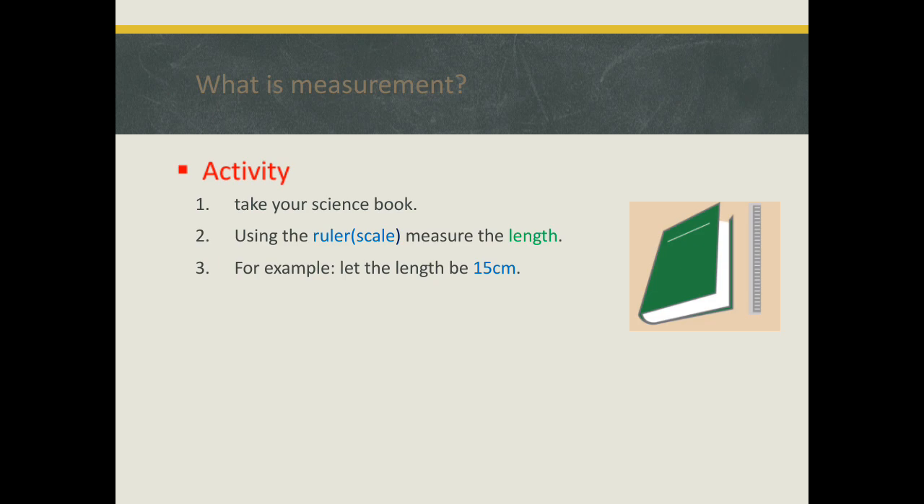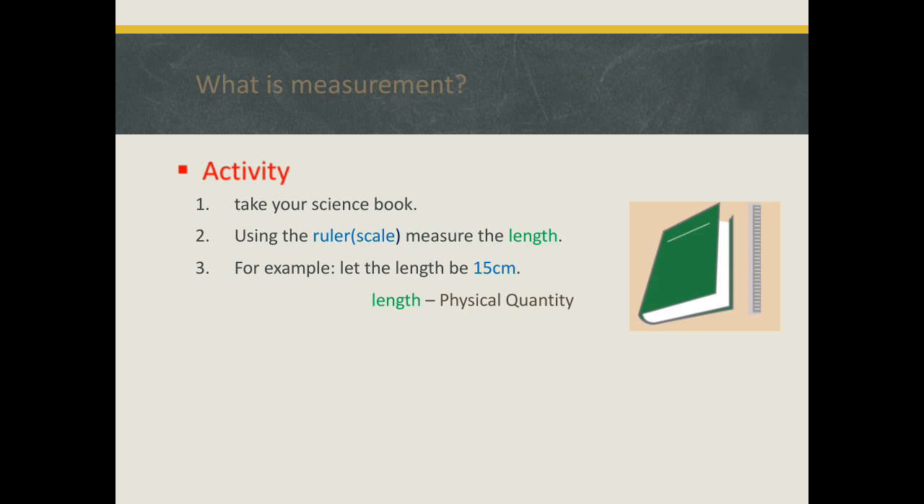Okay, if you see the screen, I have mentioned some of the things in different colors, right? That is ruler, length, and 15 centimeter. Whenever we carry out measurement, these four things are very important and we have to mainly focus on them. What are they? The first thing, what have we measured? We have measured the length of the textbook. That length which we have measured is the physical quantity.